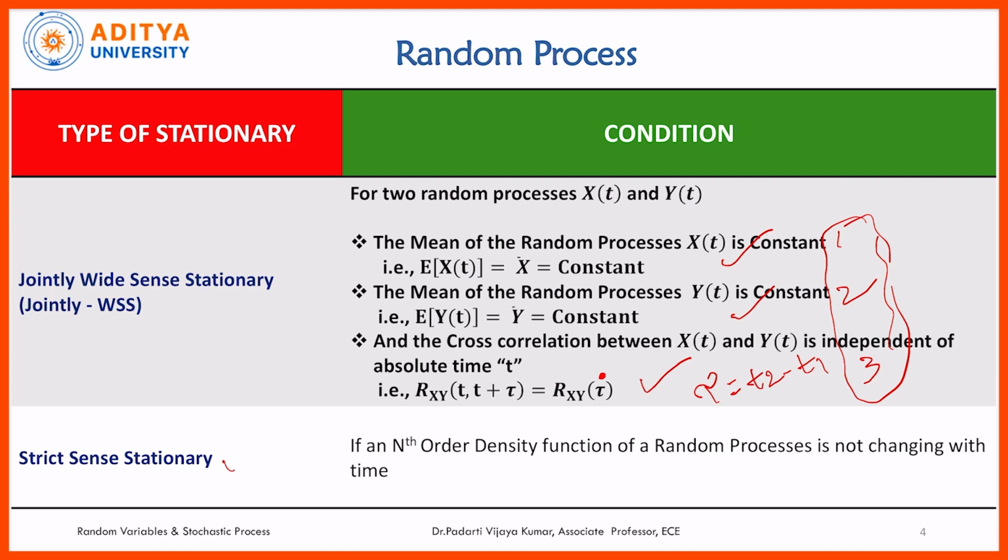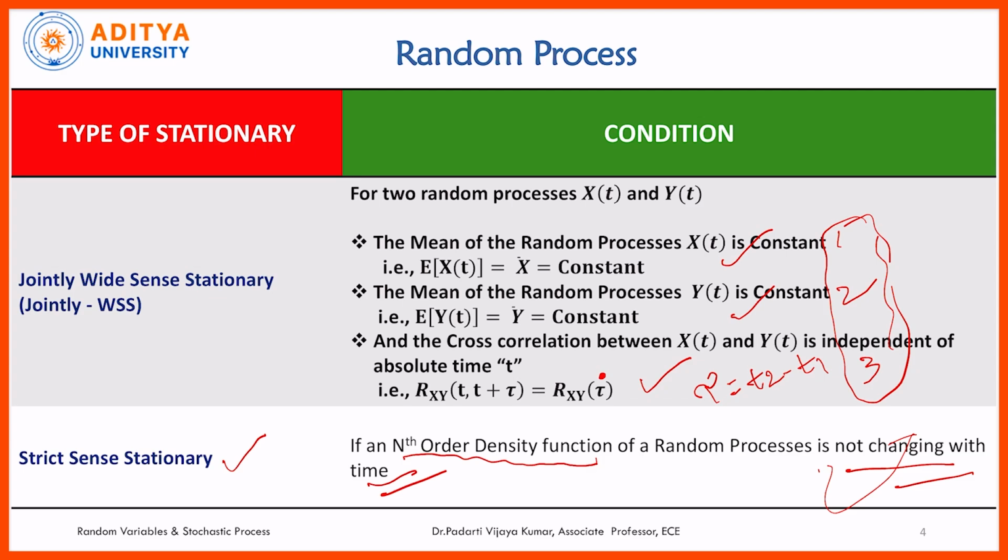Next, Strict-sense stationary random process. Already we have seen the definition or representation of the density function. If the nth order density function of a random process is not changing with time, then we call it a Strict-sense stationary random process. Up to which order it is satisfied, we call it Strict-sense stationary up to that order. For example, if the kth order density function of a random process doesn't change with time, we call it a Strict-sense stationary random process up to the order k. If it is satisfied completely for n variables, generally we call it a Strict-sense stationary random process.